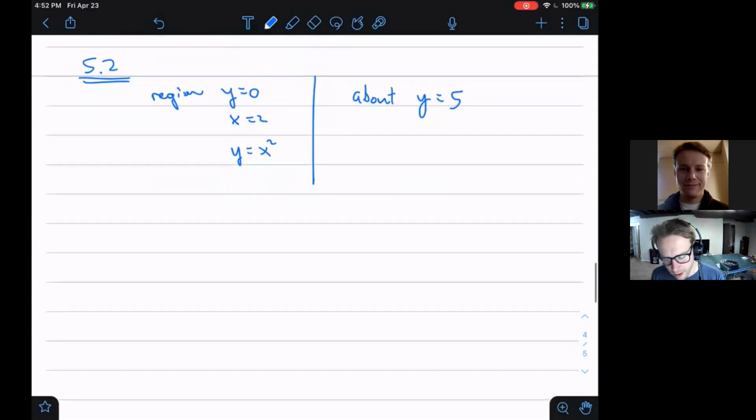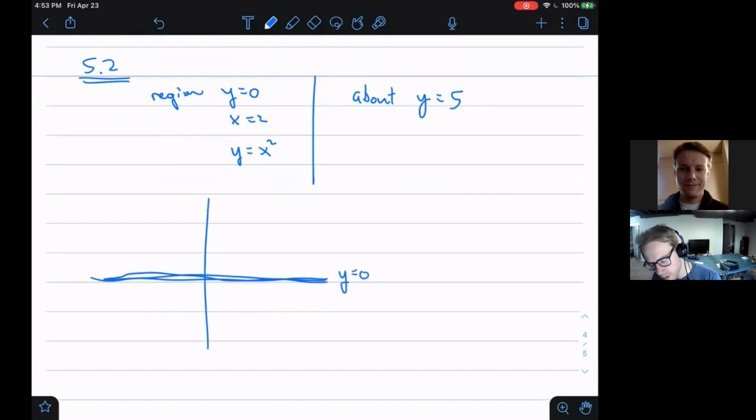So that's how I've broken this down. Once we have our region, we can go ahead and graph it in the XY plane. y equals 0 is just the x-axis, all the places where the height is 0. x equals 2 is over here. It's a straight up and down line. There are no restrictions on y, but all of our x values must be 2.